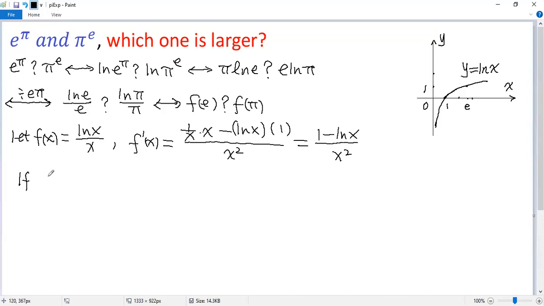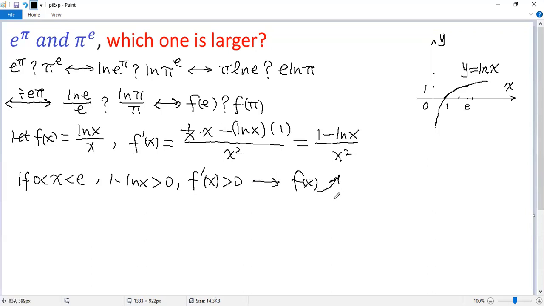If x is greater than 0 and less than e, so ln x would be less than 1. So 1 minus ln x greater than 0. That means the derivative is greater than 0. In this case, f(x) is increasing, right?